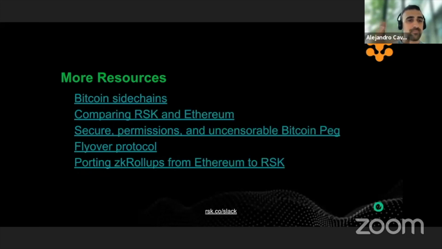And well, here are some more things to read. There are some documents here that are more general. I want to mention, for example, the Flyover protocol, which is a complement, I would say, to the PowPeg. You can get RBTC faster than using the PowPeg and convert back to Bitcoin faster than with the PowPeg. It's very interesting. You can read that.